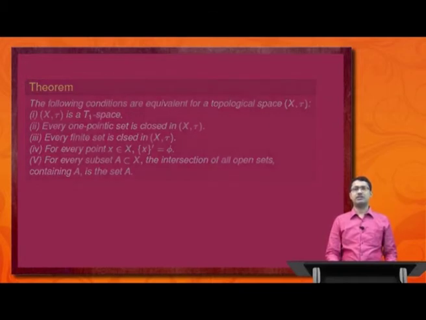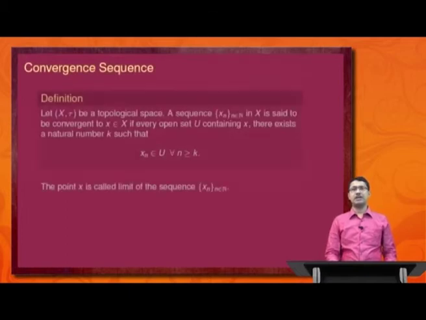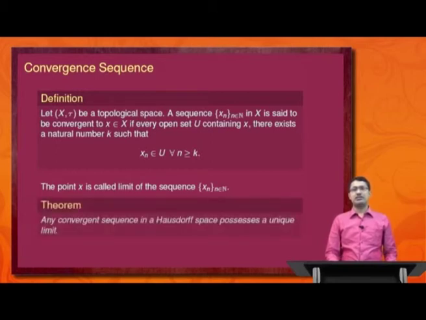Next we introduce the definition of a convergent sequence. Let (X, τ) be a topological space. A sequence (xn) in X is said to be convergent to x belonging to X if for every open set U containing x there exists a natural number k such that xn belongs to U for all n greater than or equal to k. The point x is called the limit of the sequence (xn). Next theorem: any convergent sequence in a Hausdorff space possesses a unique limit.